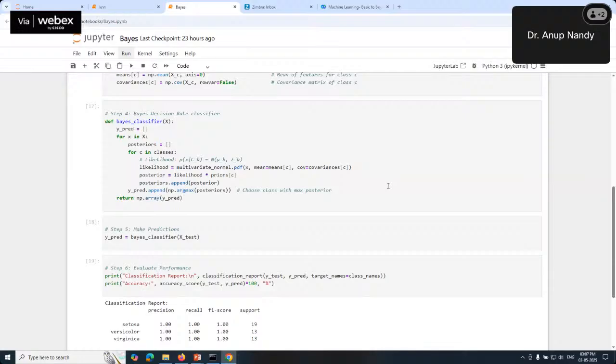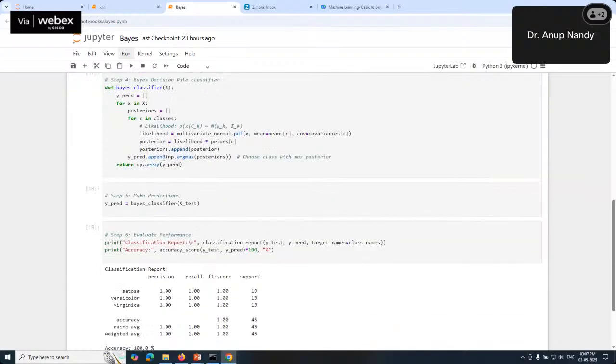And the posterior is equal to the likelihood times the prior, because you are not going to use the denominator part. This denominator is the same for all the classes, and that's why we are only considering the likelihood times the prior. Then you append it to the posterior list, and for the prediction, y_pred.append of np.argmax of the posterior.